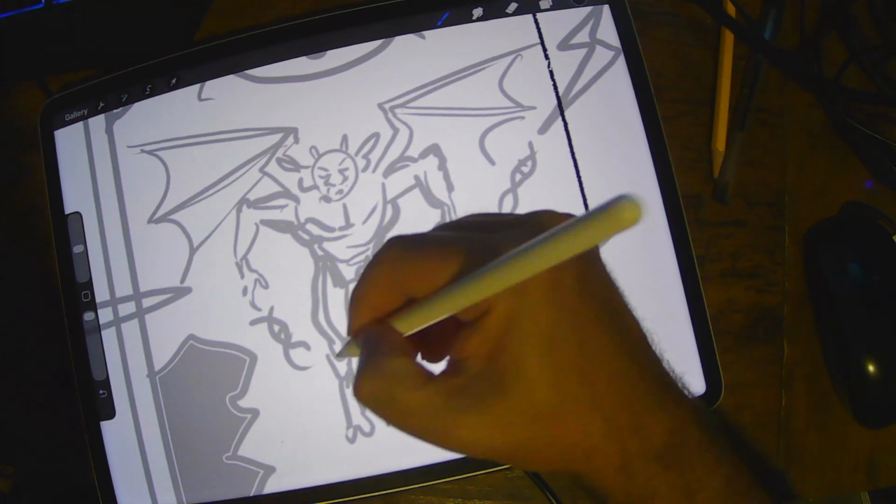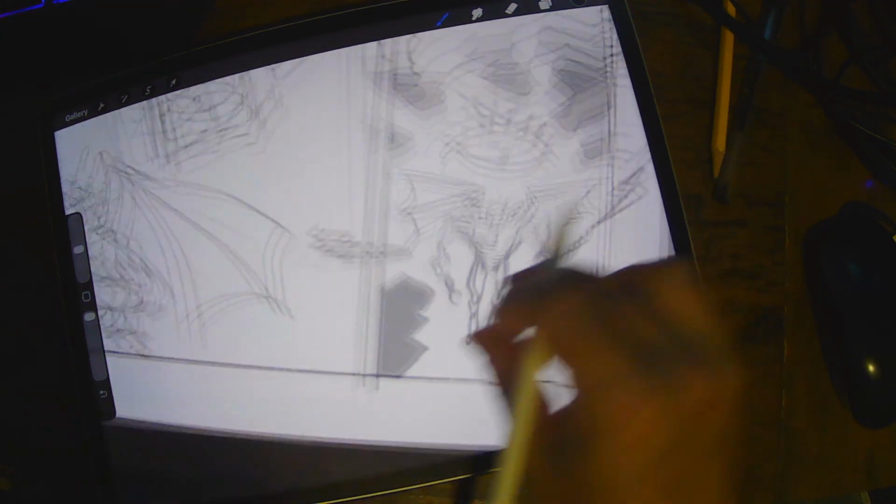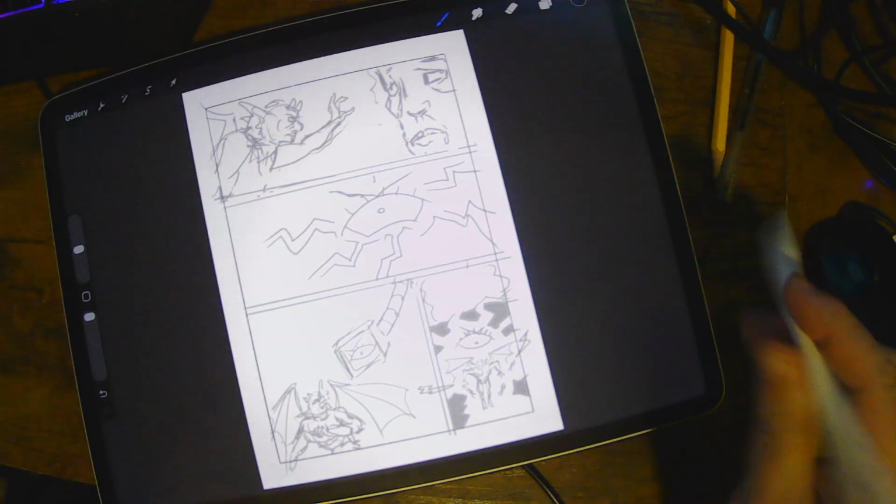So anyways, that's what I have today. I'm just finishing up. I know this is very rough. This doesn't look like much.